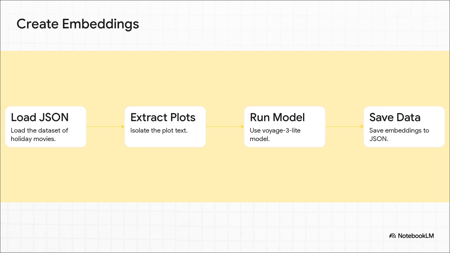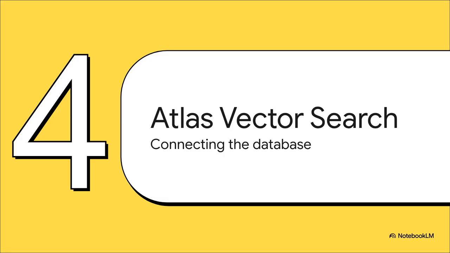Finally, we take all those freshly generated numbers, map them to a brand new field called embedding for each movie, and save the whole thing to a new file called embeddings_holiday_movies.json.